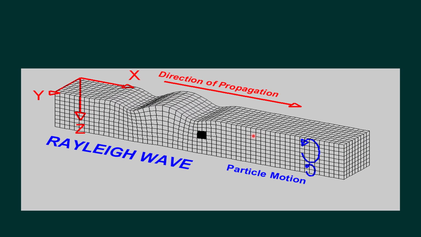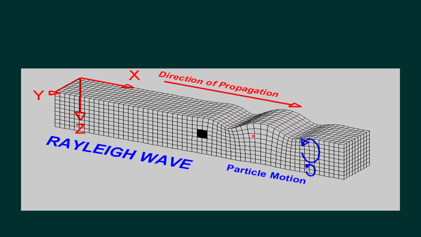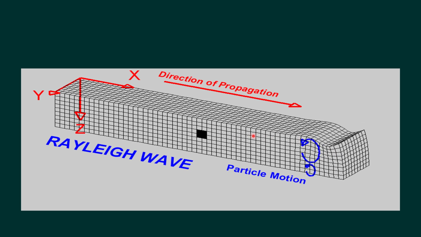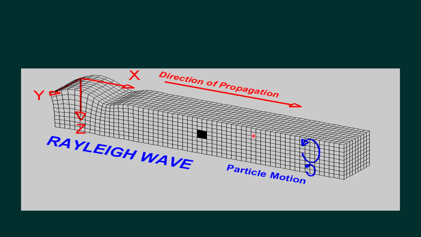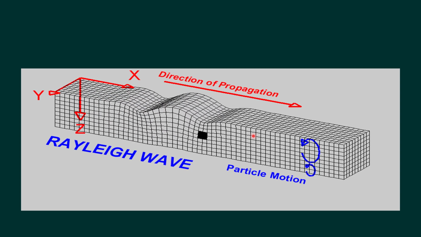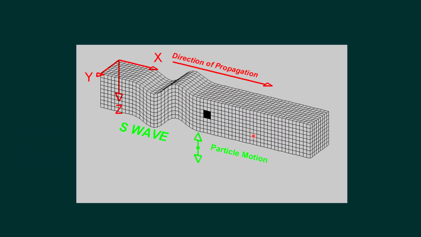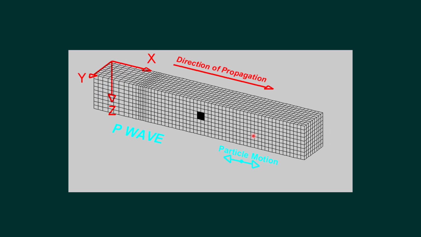It moves a lot like water in the ocean, only it's going the wrong way. But anyway, it moves in a circle, and so these are the ones that do the damage. But they travel more slowly, right? P waves, on the other hand, are the fastest of them all.